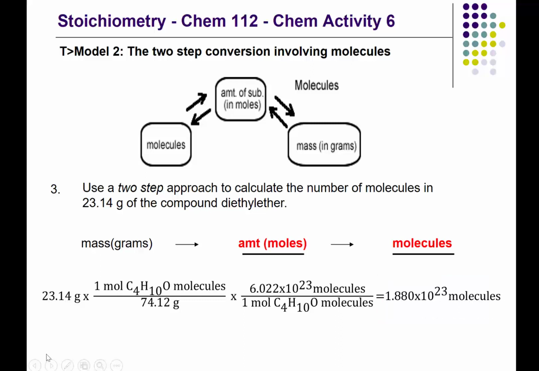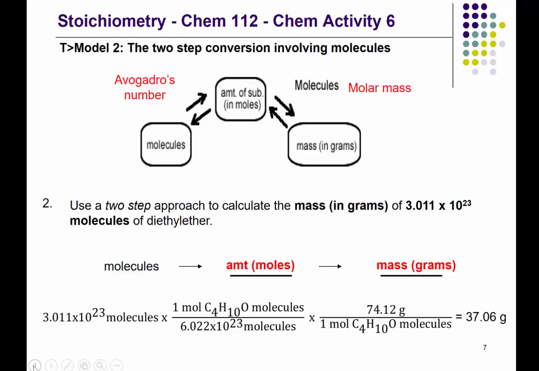Now, one of the things that you're asked in this question, as well as in question number 2, is whether these answers make sense. So I'm going to come back to the previous problem just for a minute. So notice in this key question number 2, we start with 3.011 times 10 to the 23 molecules. And in relation to Avogadro's number, I hope you can see that this is exactly half of Avogadro's number. So therefore, the mass in grams that I would expect would be, let's say, half of the molar mass. So this answer of 37.06 grams makes perfect sense.